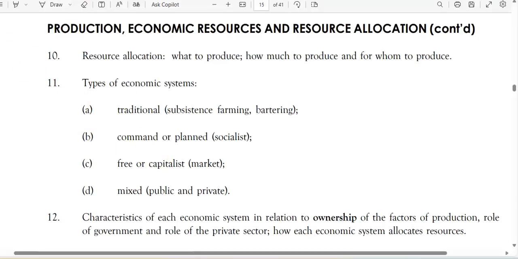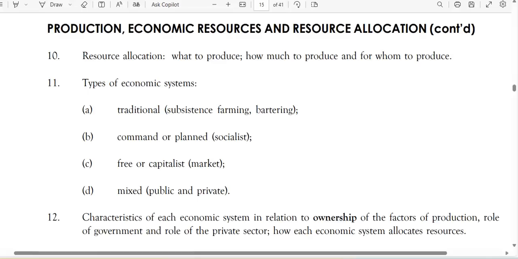Now we're going to look at the free or capitalist market economic system. A free market system, also known as a capitalist economic system, is a system in which economic decisions are made by individuals and businesses, not the government. Resources are privately owned. Production and prices are determined by supply and demand in the market. The profit motive drives innovation, production, and competition.